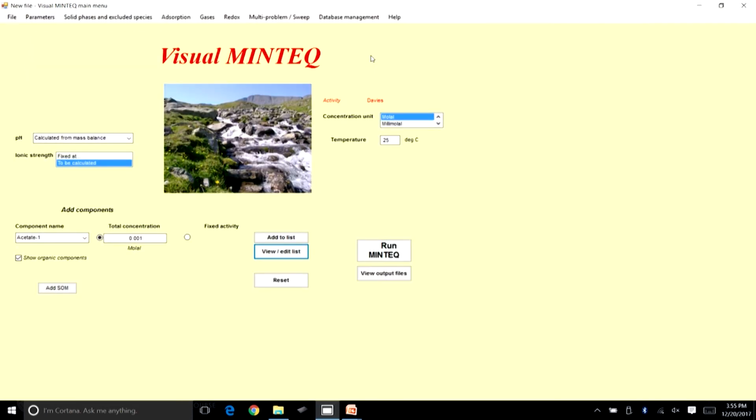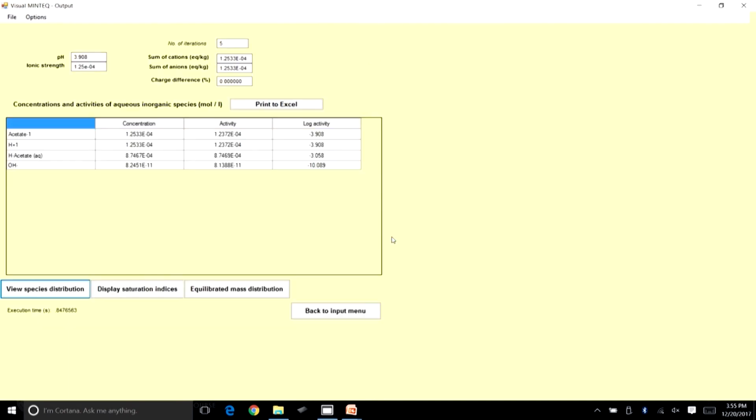I will go back to the main menu and let us see where we are now. Now I will run VMINTEQ, and let us look at what we have. So let us look at this now.